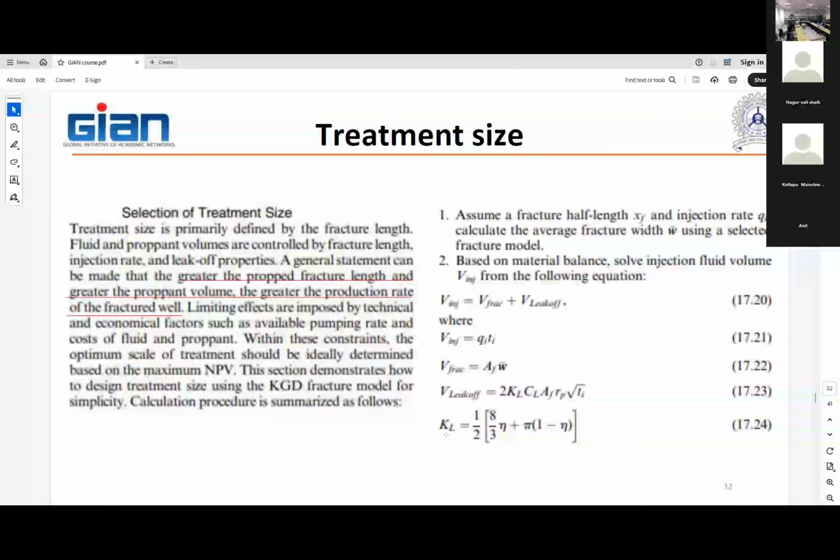Okay, and K sub L depends on these parameters, eta and pi. What is eta? Eta is not viscosity. Eta is actually the fracture fluid efficiency. This means out of the total amount of fluid that you pumped, how much stays in the fracture? That is the fracture fluid efficiency, the fraction of the fluid that stays in the fracture divided by the total fluid pumped. So this K sub L depends on the fluid efficiency. Once you get all of these numbers, you can calculate the leak off volume.